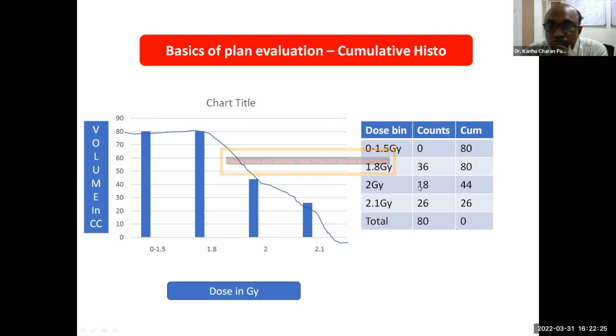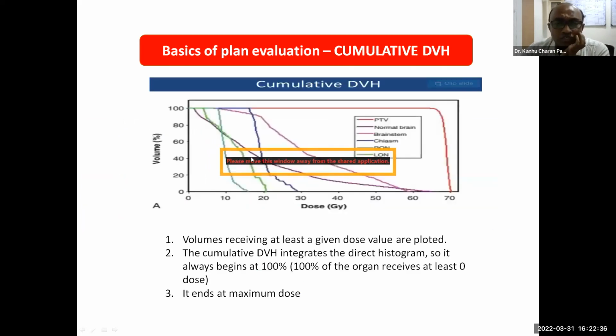1.8 gray is 36, 2 gray is 18, 2.1 gray is 26, total is 80. If you plot like this, you get a graph known as the cumulative DVH. Volumes receiving at least a given dose value are plotted. The cumulative DVH integrates the differential histogram.